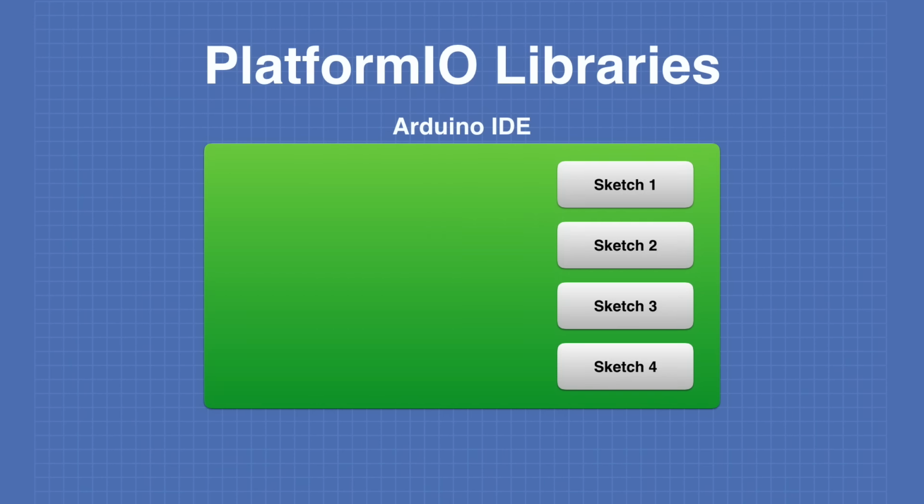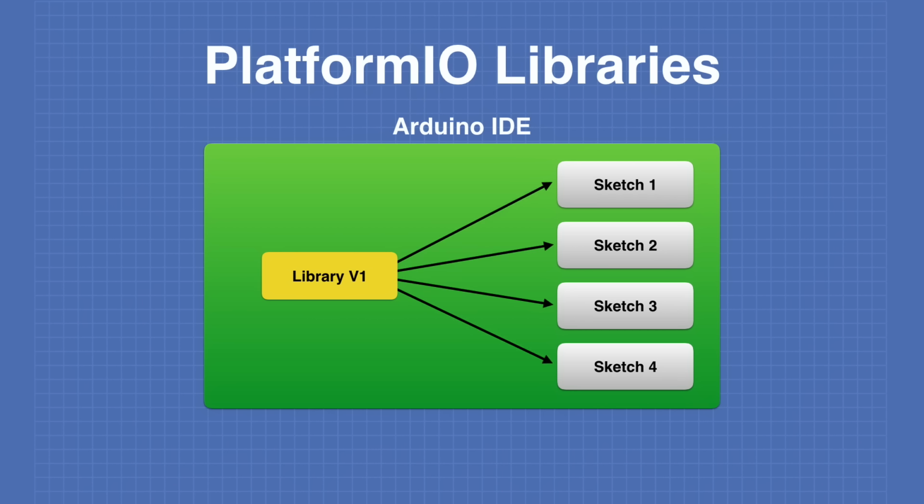PlatformIO libraries work a bit differently than libraries in the Arduino IDE. Here we have the Arduino IDE and 4 sketches. We'll import a library into one of our sketches. That library then becomes available to every one of our sketches. If we update our library to a newer version, all 4 sketches will obtain the newer version.